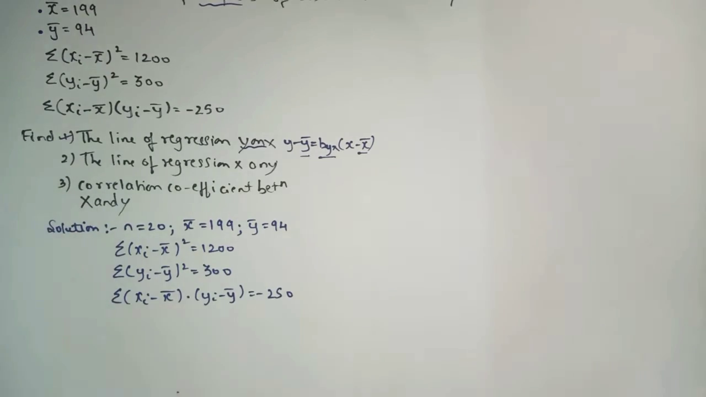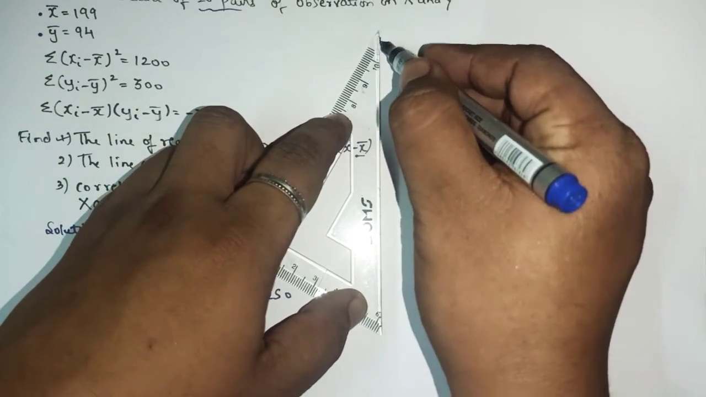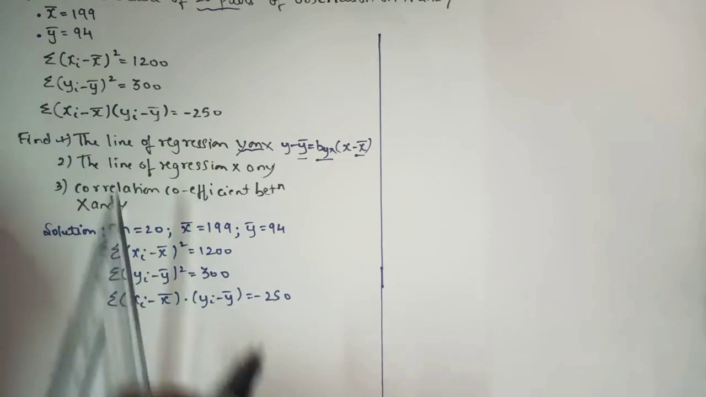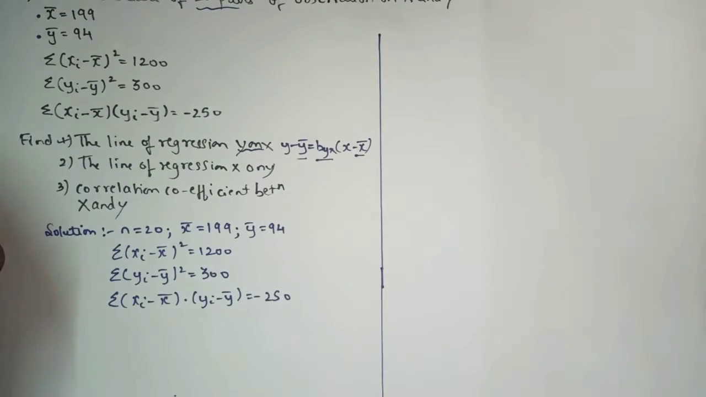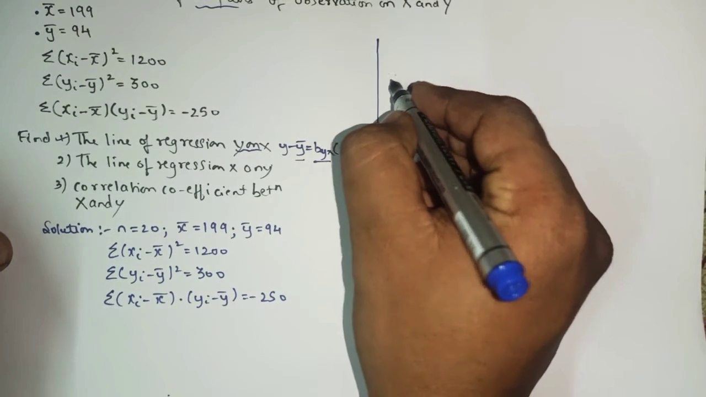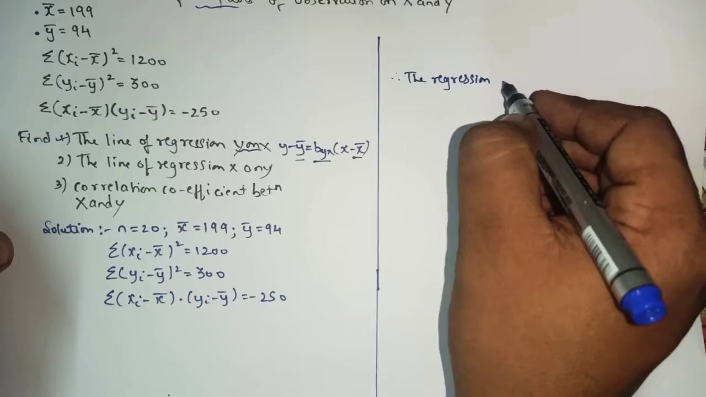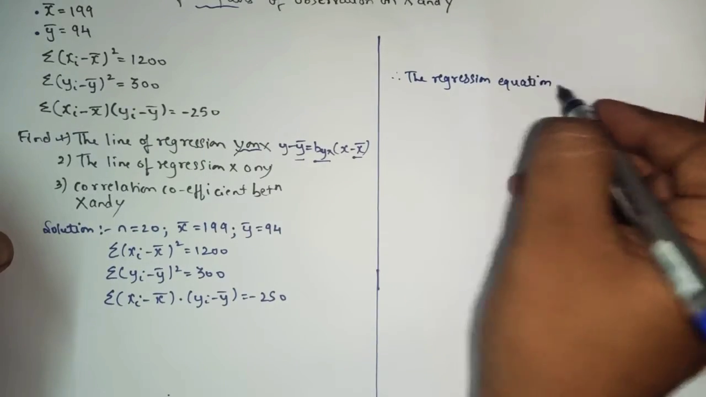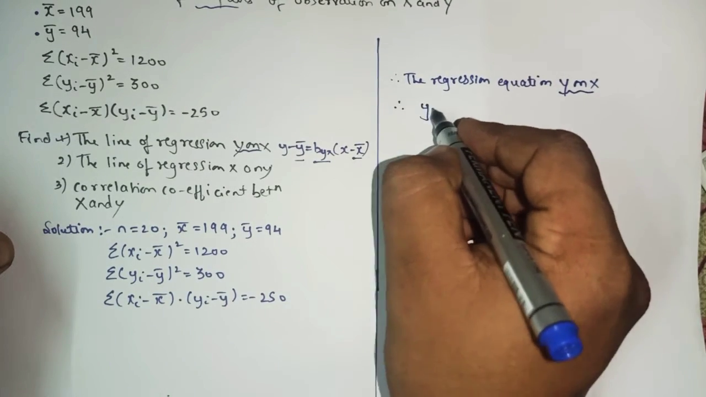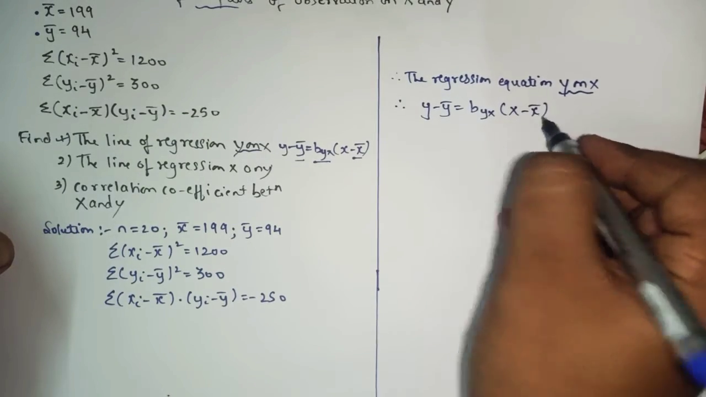As here the first one, we have to find the line of regression y on x. So we have to find the regression equation y on x. The y on x formula is: y minus y mean equals byx times (x minus x mean).